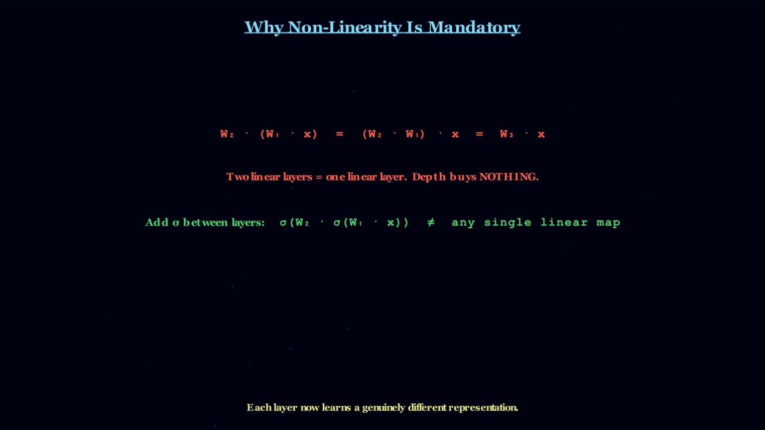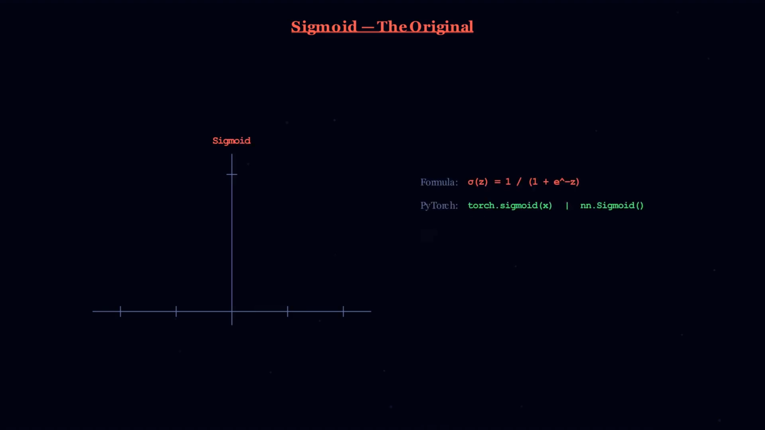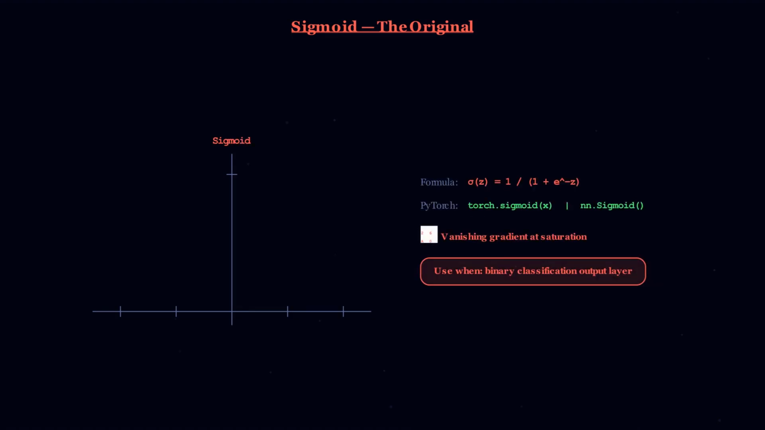Each answer has trade-offs. Sigmoid, the original, the one that started it all. Formula: sigma of z equals 1 divided by 1 plus e to the minus z. Output is always between 0 and 1. Smooth, differentiable everywhere. The S-curve you've seen in every introduction to neural networks. PyTorch: torch.sigmoid of x, or nn.Sigmoid as a module layer.